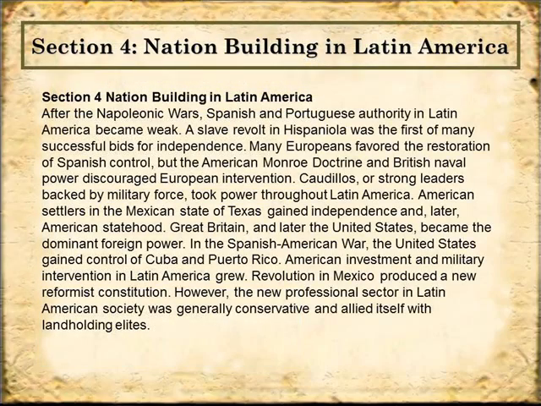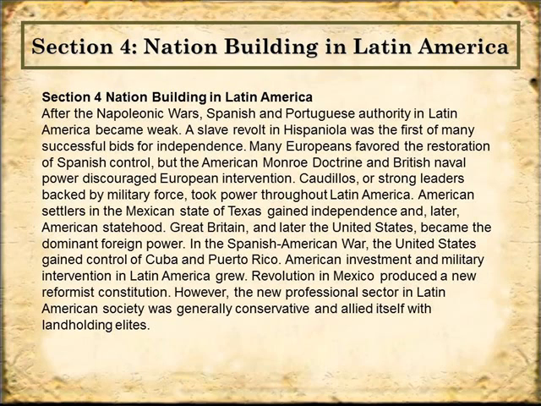National building in Latin America, our nearest neighbor. After the Napoleonic Wars, Spanish and Portuguese authority in Latin America became weak. A slave revolt in Hispaniola, now Haiti, believe it or not, was the first of many successful bids for independence. Many Europeans favored the restoration of Spanish control, but the American Monroe Doctrine and British naval power discouraged European intervention.